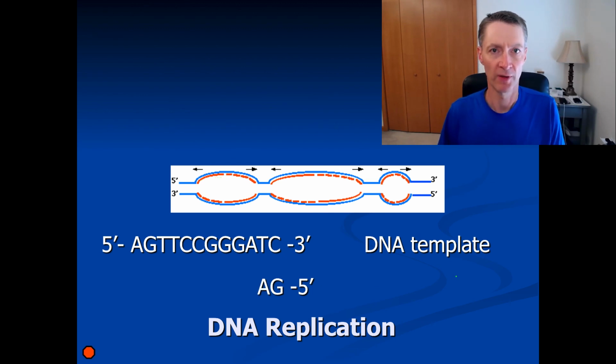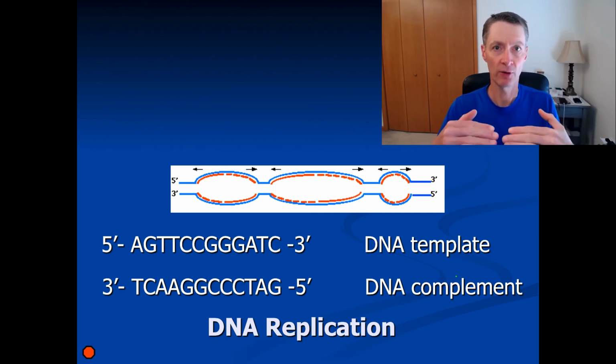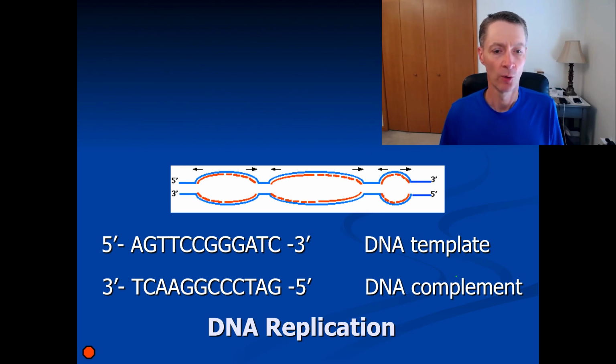Now, we go to the next one. A's bind with T's. Well, next we see an A, so we need a T on this side. A G, so we see a C on this side. And you kind of get the idea, right? Eventually, your complement strand, the base pairs bound through hydrogen bonds, will be the following, and it'll go, of course, in that direction, 5' to 3', always in that direction.